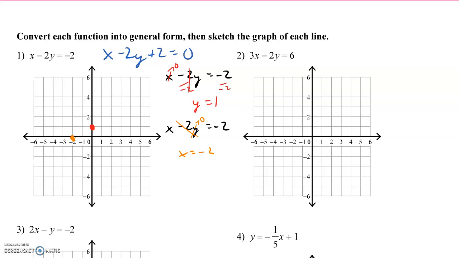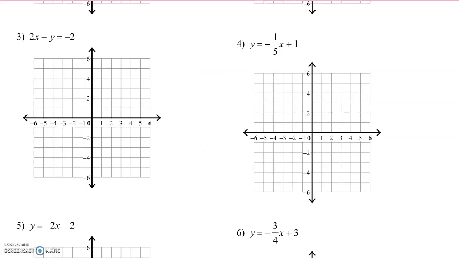And then all I have to do is connect the two. If I connect the two, it might look something like that. Okay, so that's how we can use the general or standard form and use intercepts in order to graph lines.